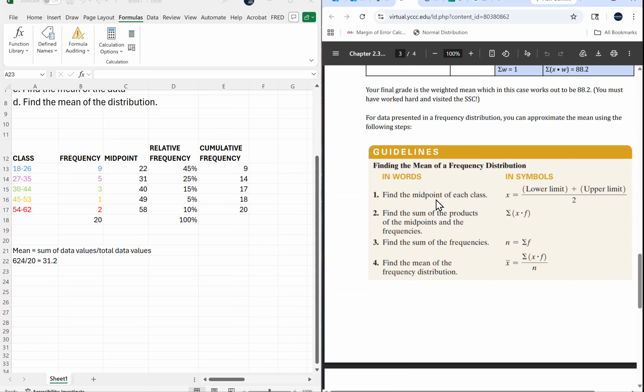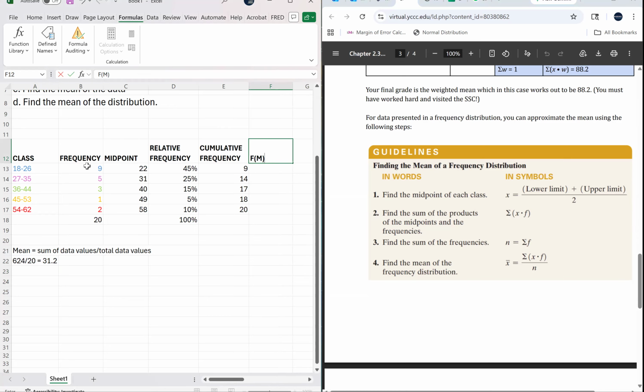So the first thing we have to do is find the midpoint of each class. Now we did that. We have the midpoint labeled, so that's fantastic. So step two is find the sum of the products of the midpoints and the frequencies. Let me write down that and show you what that means. So sum of the products of the midpoints and the frequencies. So we're going to do frequency times midpoint.